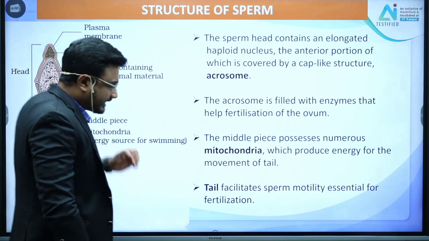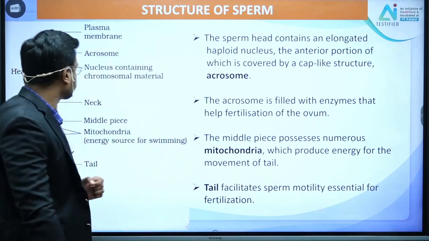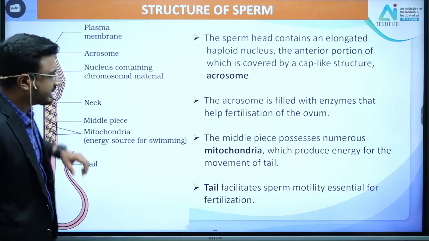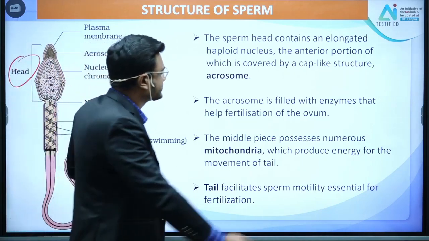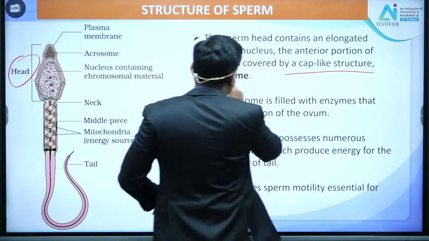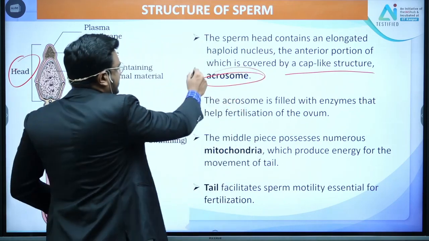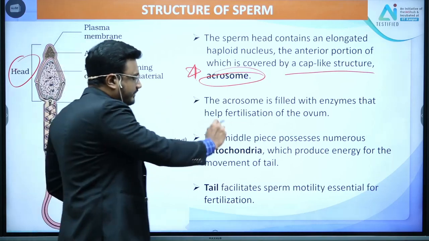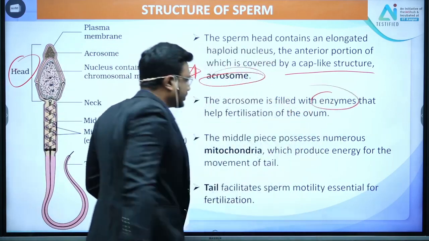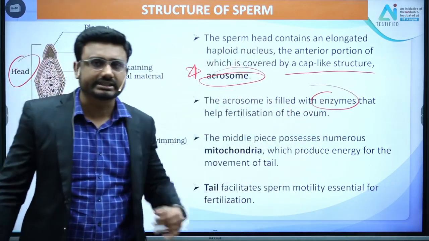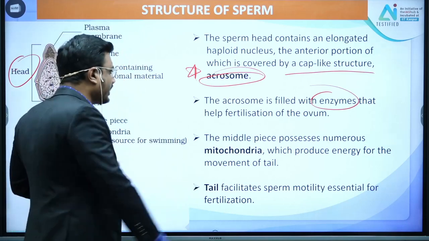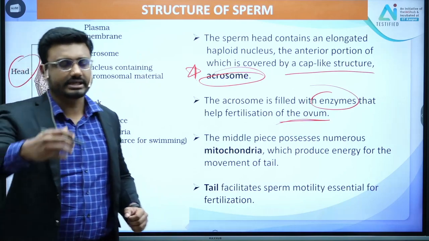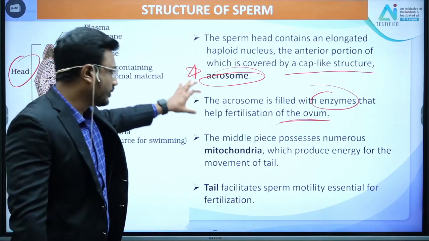So now let us study the structure of the sperm. The main parts of the sperm: first, the head. The head consists of a cap-like structure known as the acrosome. The role of the acrosome is very important. The acrosome is filled with enzymes, and these enzymes help in the fertilization of the ovum.